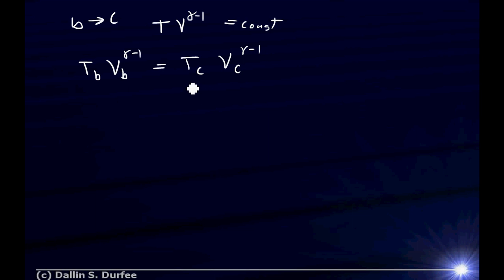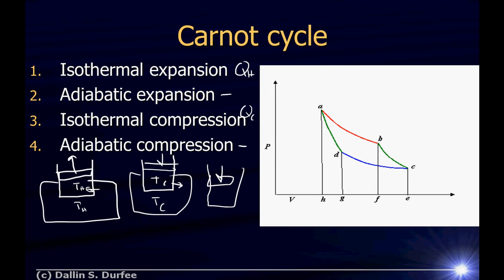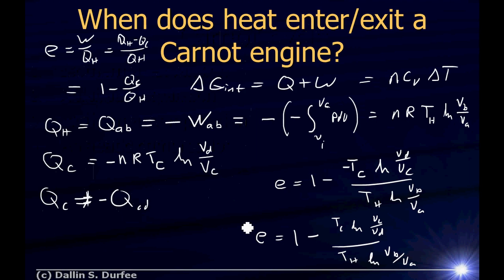That's when A to B is when my gas is hot, and C to D is when my gas is cold. So C and D are temperature cold. So temperature C is also temperature cold. Now I chose those letters carefully so we wouldn't get confused. C is also cold, but point B is when the gas is hot. So I can rewrite this as T hot VB to the gamma minus 1 is equal to T cold, the volume at C to the gamma minus 1.